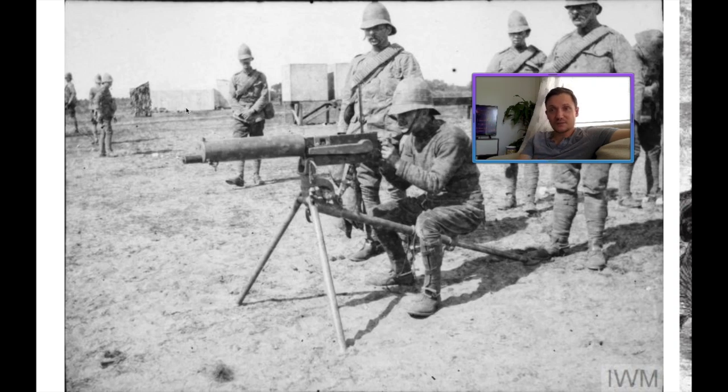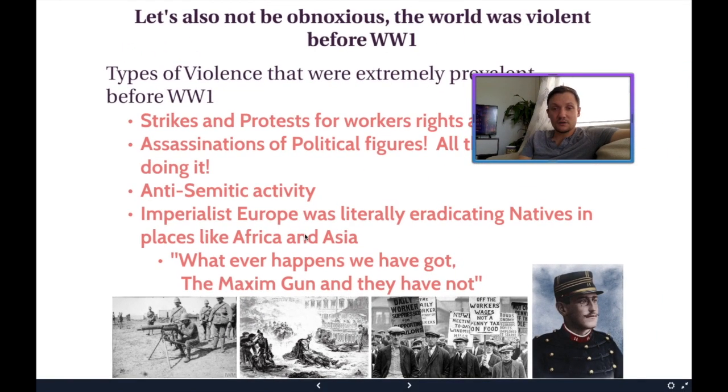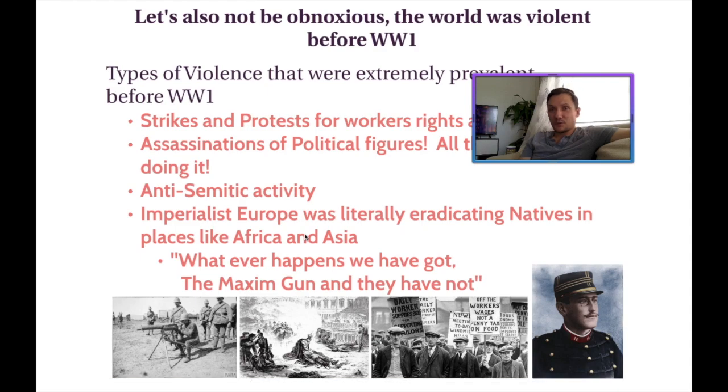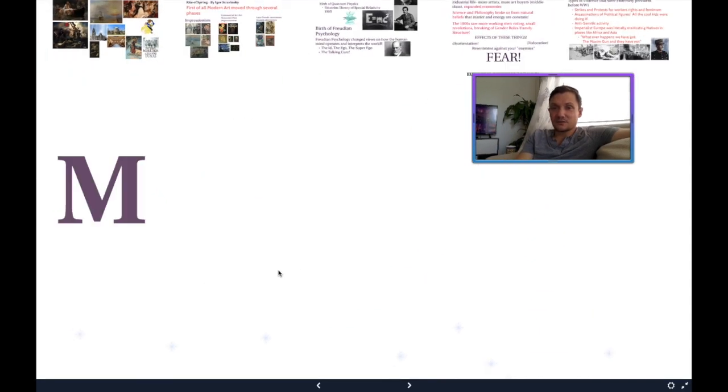Right? We talked about this with the imperialists. And there's an old poem that goes along with this, written by a British author, and he says, "Whatever happens, we have got the Maxim gun, and they have not." And in this poem, he's basically saying we can take over anywhere in Africa and Asia because we can just kill large numbers of people without even flicking a wrist, right? So violence is growing.